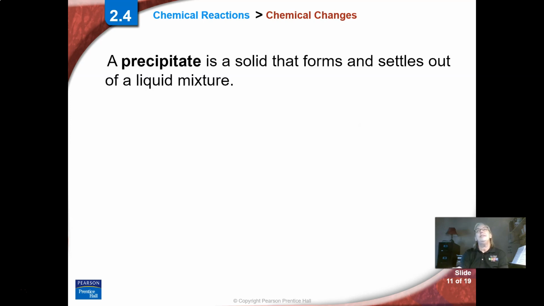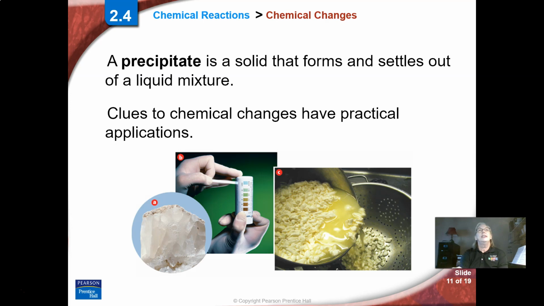A precipitate is a solid that forms and settles out of the liquid, and that's a chemical reaction. We use these chemical changes in all kinds of ways, like figuring out what pH is. That's a color change, and you might have done this in your pool, or in a lab before, where you have to see the pH number for a liquid.